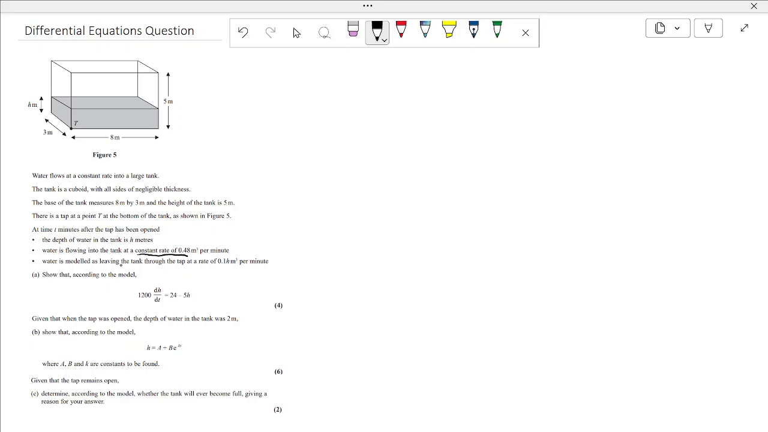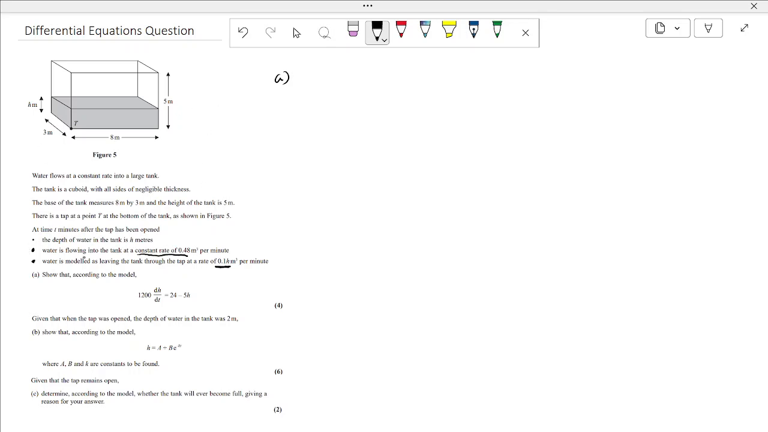And water is flowing out of the tank at this rate. It's not a constant rate, it depends on H. And question part A is just to show that this equation is true. Okay, now, this equation involves dH by dt and it involves H. So, do I know what dH by dt is from the question? It doesn't tell me this. What it tells me is dV by dt, where V is the volume of water in the tank.